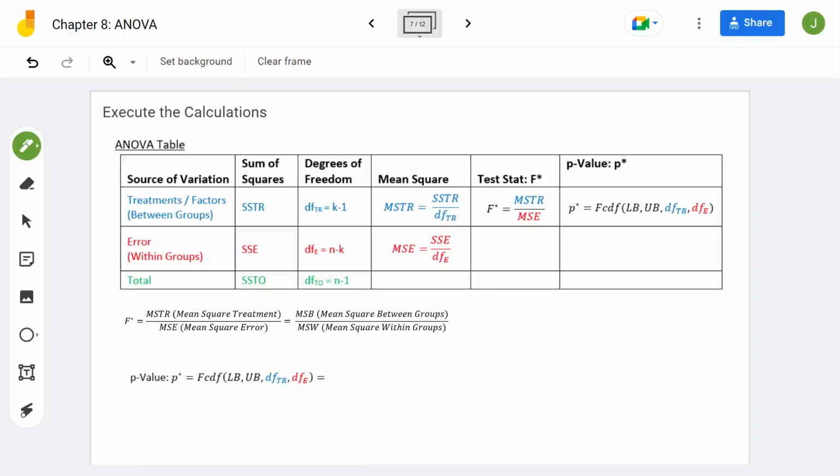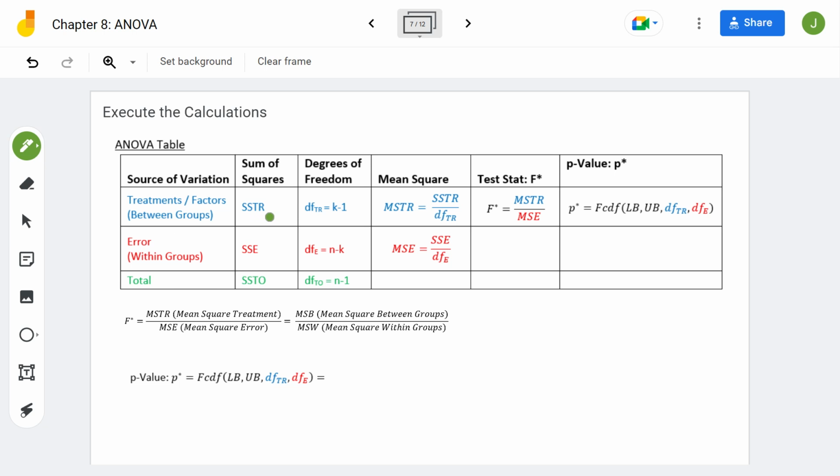After we check the conditions, we're ready to execute the calculations. And I have the outline of an ANOVA table right here, and we'll populate that with some of the information. So there's quite a few steps that we have to go through. Now notice in the blue, I have the treatments, the factors, and I have the term between groups. I'll explain a little bit about that when we go through.